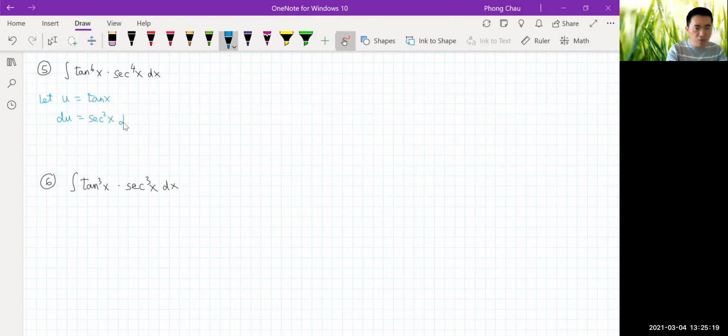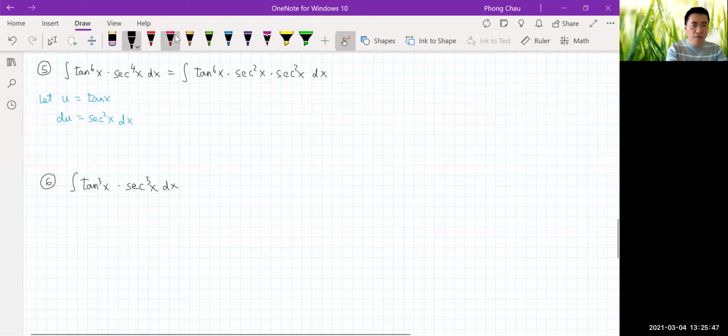And you see why it works initially: the derivative is secant squared, and we do have secant squared. In fact, we have secant to the fourth. So you're going to rewrite this integral as tangent to the 6th, and instead of secant to the fourth, you split it into secant squared times secant squared. That ensures we have secant squared x dx, which becomes a du in the next step.